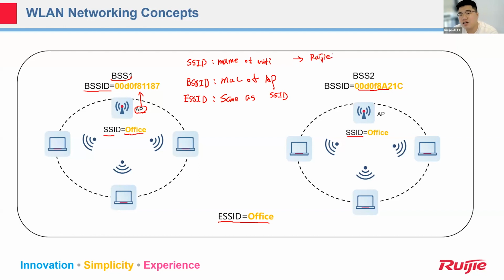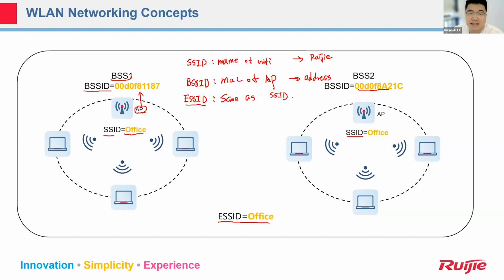The SSID is the name of a company, it's Ruijie. And all around the world, we have a lot of stores or offices. The name of them actually is also Ruijie, right? For example, we have a lot of offices in China, and since they belong to Ruijie, their name is Ruijie. But the BSSID, you can think, is the address of the offices. The address of each office is the BSSID.